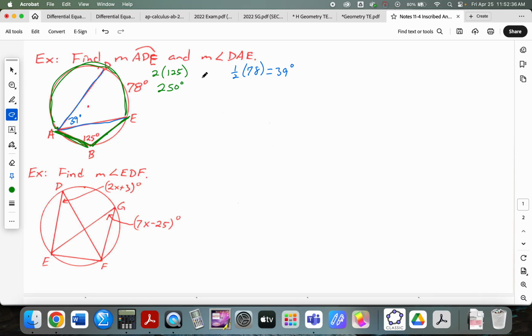So when the vertex of the angle is on the circle and its sides are made of chords, the angle will be half of the size of the arc that it cuts off, or intercepts. So here, 39 is half of the 78. On the other one, 125 needs to be half of that arc, so that arc has to be 250. The arc has to be twice as much, because we're going in the opposite direction.